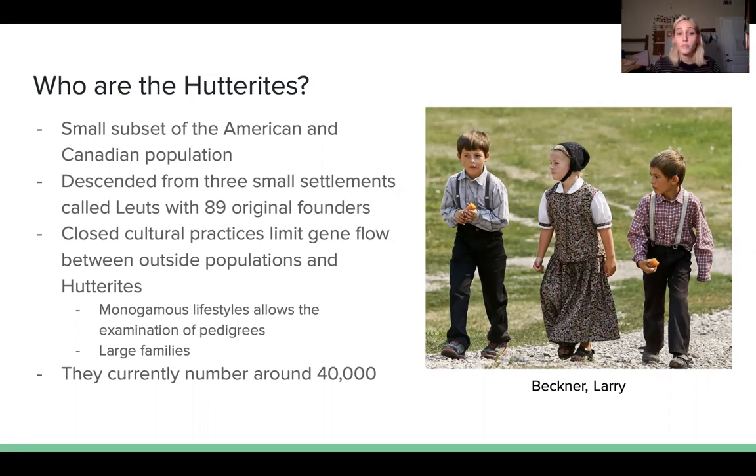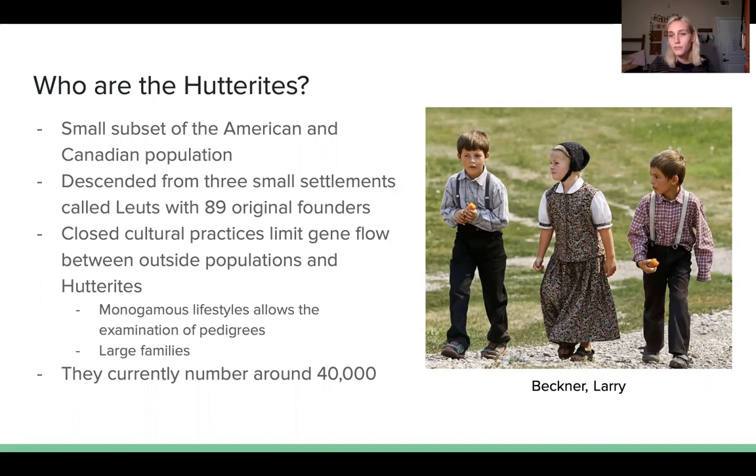They descended from 89 original founders, part of an isolated religious group in a white European area, and they're closely related to the Mennonites and the Amish. So these 89 original founders migrated to America after experiencing religious persecution in Europe and founded 3 small settlements called colonies. Over the course of 10 to 12 generations, through interbreeding and practices like large families, the Hutterites have been able to expand their numbers from 89 to 40,000.